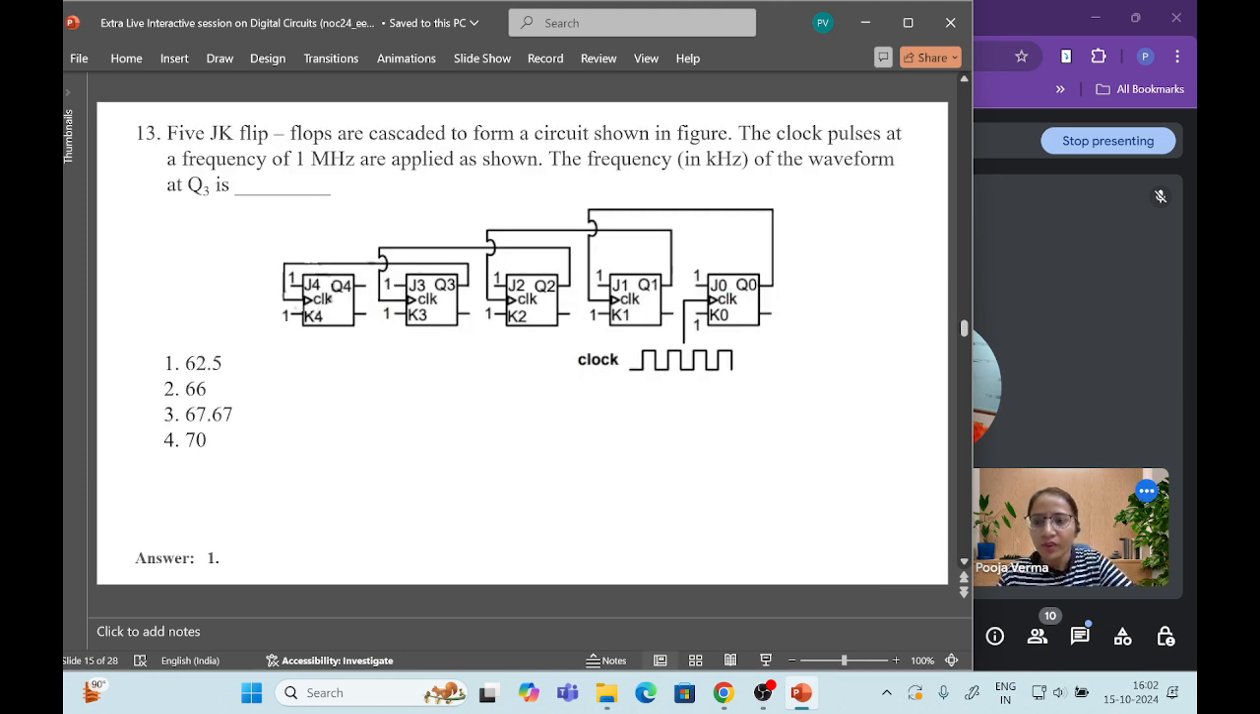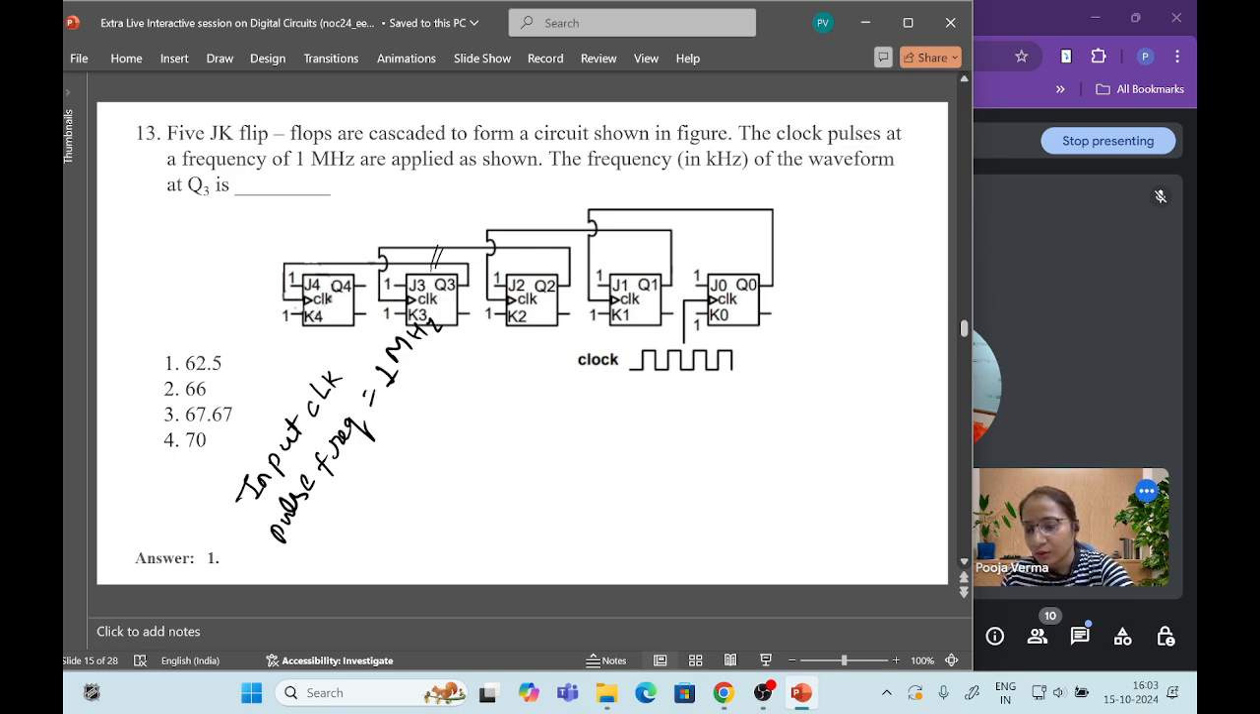Okay, the next question is, given JK flip flops. 5 JK flip-flops are cascaded to form the circuit shown in the figure. The clock pulse at a frequency of 1 megahertz is applied. That means input clock pulse frequency is 1 megahertz. It is given. The frequency in kilohertz of the waveform at the output Q3, what will be the frequency?